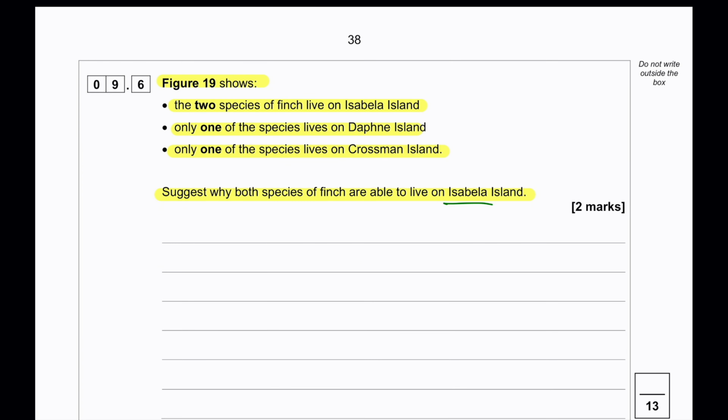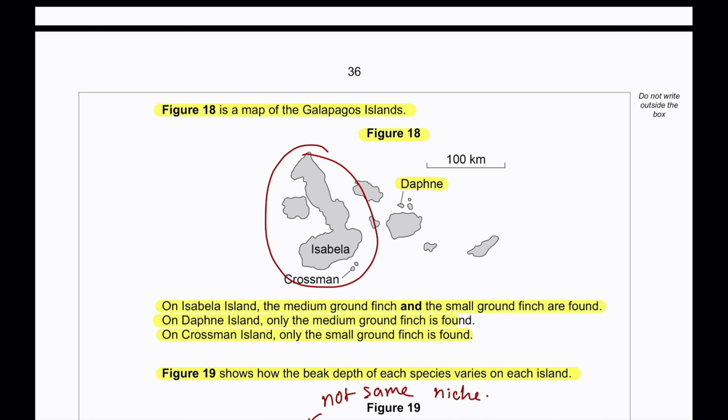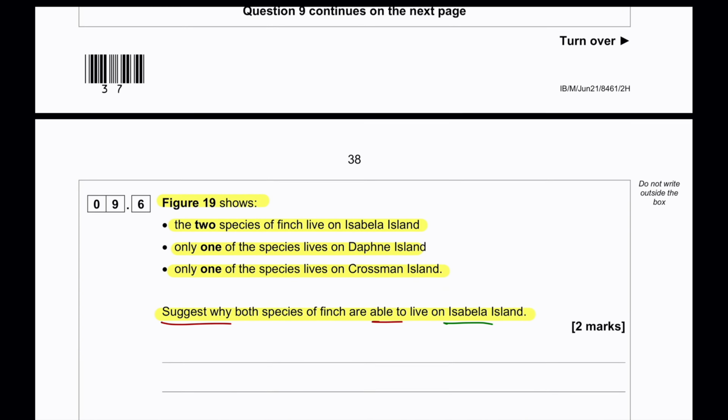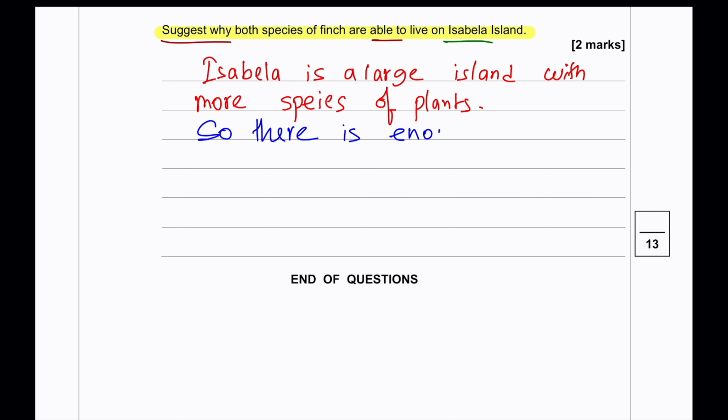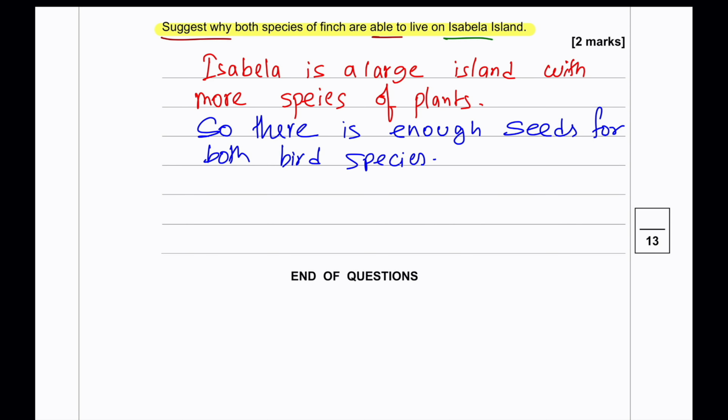Now, when the question says suggest why both species of finch are able to live there, one of the answers that could be given is that Isabella Island, from the diagram, we can see is very large. So we can say Isabella Island is a large island with more species of plants. So there are enough seeds for both of the bird species.